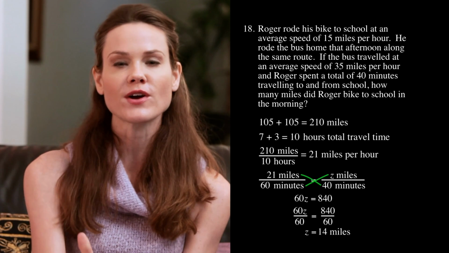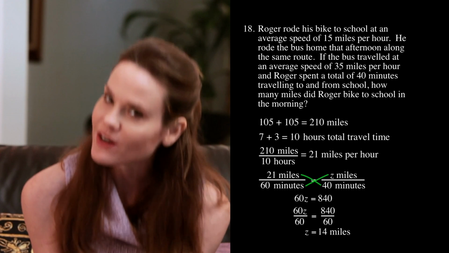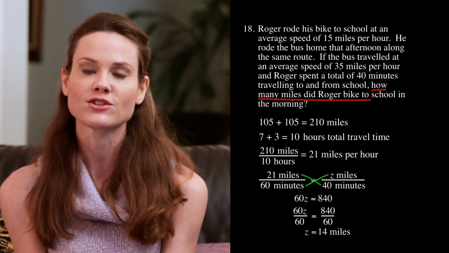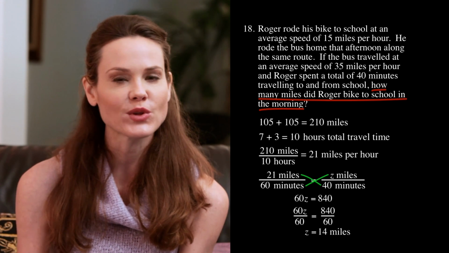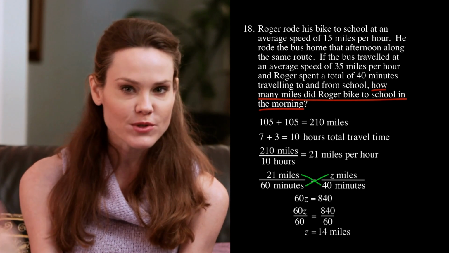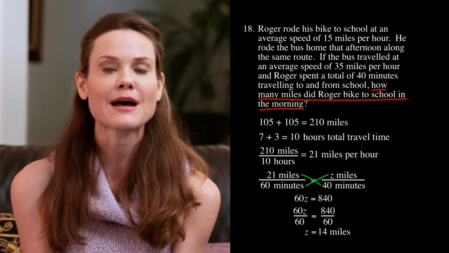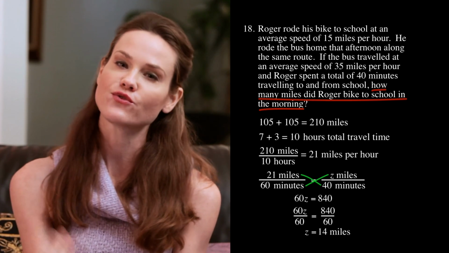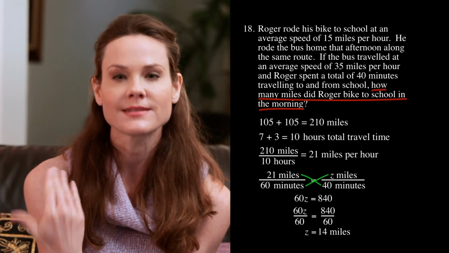So to school and from school is 14 miles. But careful, what's the question asking for? How many miles did Roger bike to school in the morning? That's only one way. If the entire trip is 14 miles, we have to divide that by 2 to get the distance from home to school in the morning. So 14 divided by 2 gives me 7 miles.